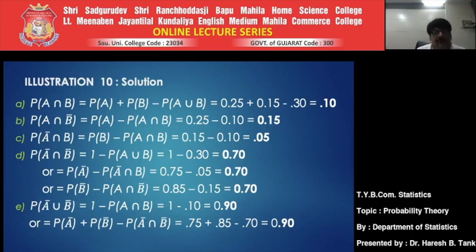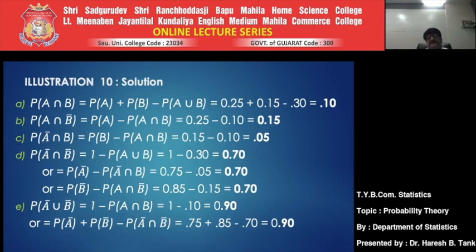Similarly, probability of A complement intersection of B. A doesn't happen, but B happens. Occurrence of not A, but B, which is nothing but probability of B minus probability of A intersection B. All these two values are known to you. 0.15 minus 0.10, which comes to 0.05.